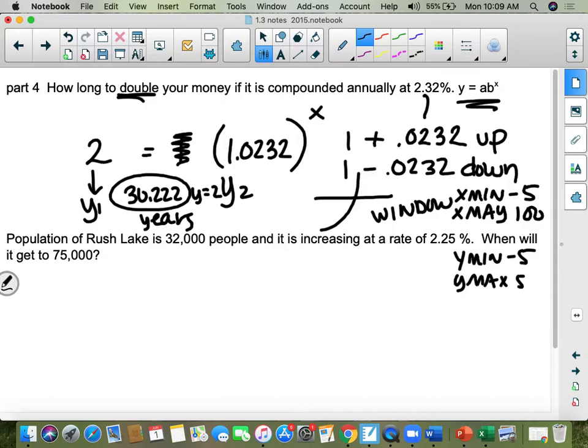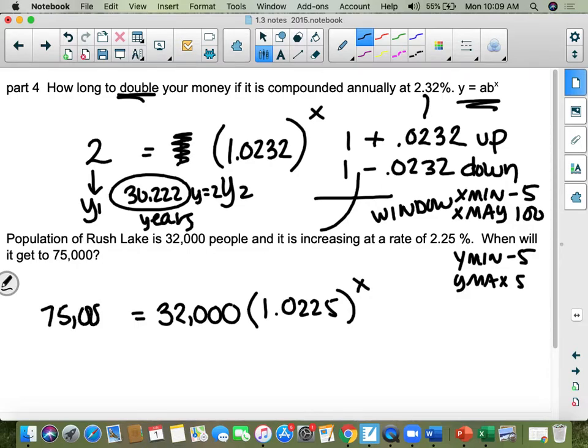Okay, one more. The population of Rush Lake is 32,000 people. That's the beginning, 32,000 people. It's going to increase at a rate of 2.25, so 1.0225 to the x. How long will it take to get to 75,000 people? You can only have this left on the right-hand side.